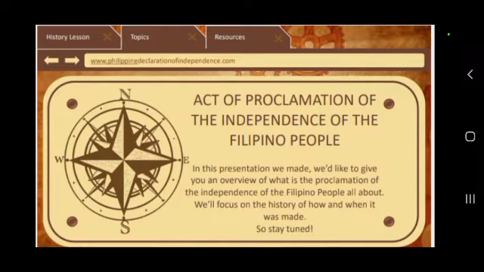In this presentation we would like to give you an overview of what the proclamation of the independence of the Filipino people is all about. We will focus on the history of how and when it was made, or what we call here the background history.